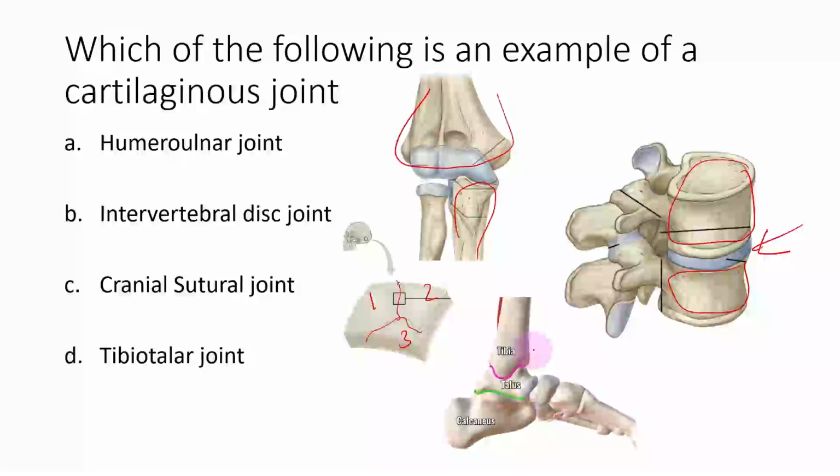Tibiotalar joint is also called the ankle joint. Okay, it is between the distal end of the tibia and the talus. It is called the tibiotalar joint. Now the question is, which of the following is a cartilaginous joint?